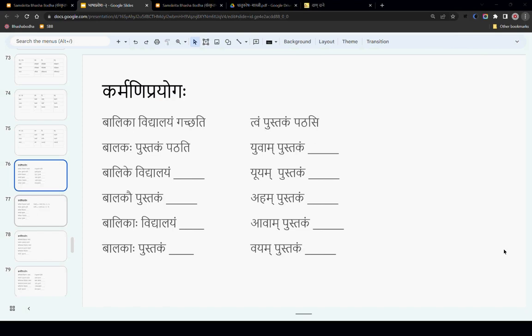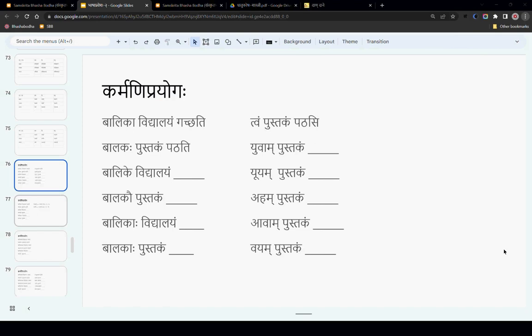Balika Vidyalayam Gacchati. So we can change that to Karmani Prayoga also. I think we'll stop here. It's going to take time. Yeah, we'll continue this next week. Karmani Prayoga.